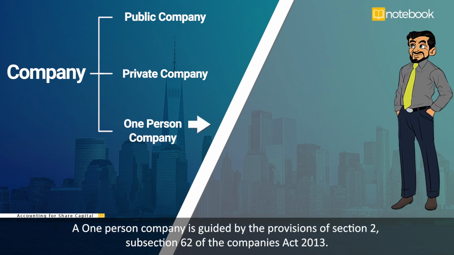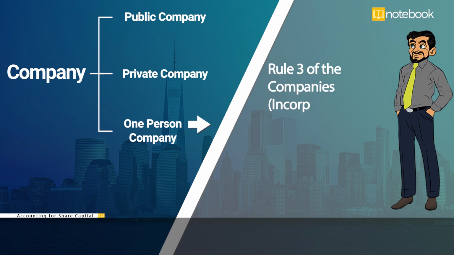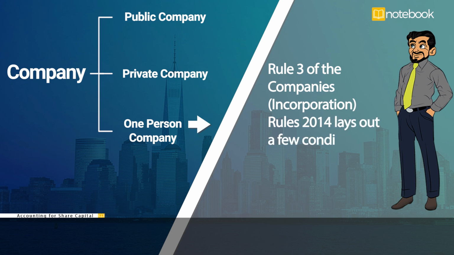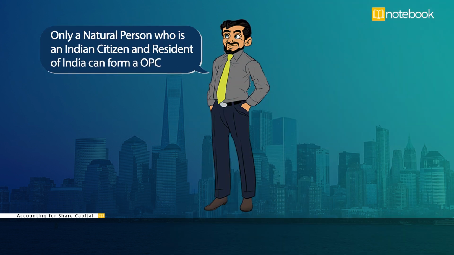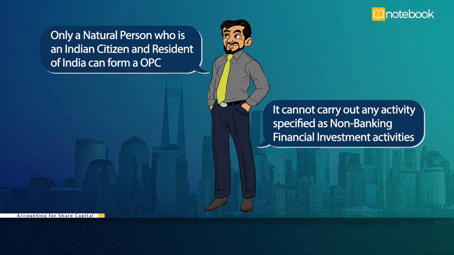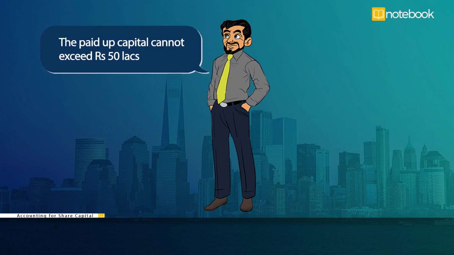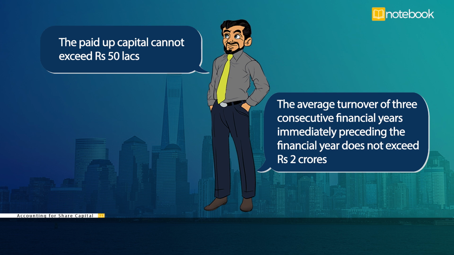A one-person company is guided by the provisions of Section 2, subsection 62 of the Companies Act 2013. Rule 3 of the Companies Incorporation Rules 2014 lays out a few conditions for a one-person company, popularly known as OPC. Only a natural person who is an Indian citizen and resident of India can form a OPC. It cannot carry out any activity specified as non-banking financial investment activities. The paid-up capital cannot exceed Rs 50 lakhs. The average turnover of 3 consecutive financial years immediately preceding the financial year does not exceed Rs 2 crores.